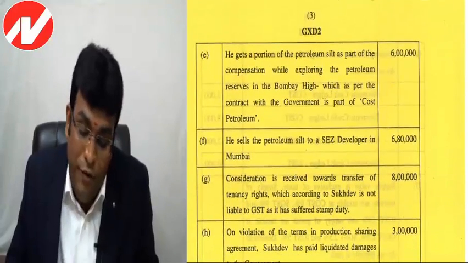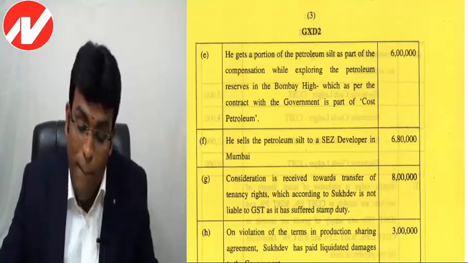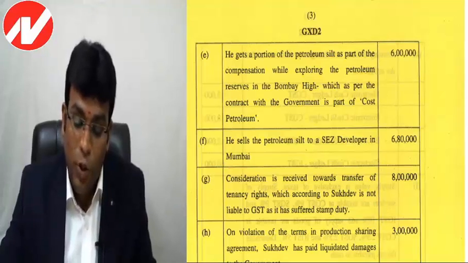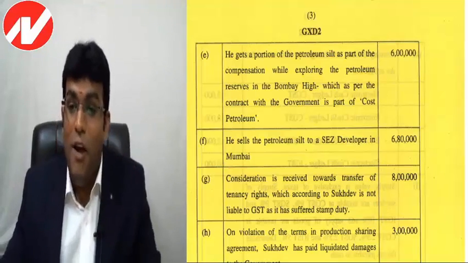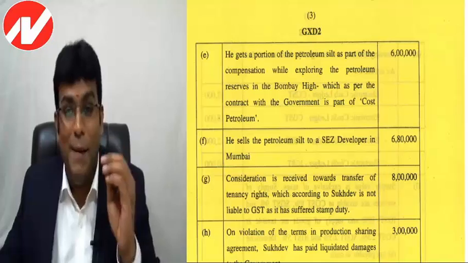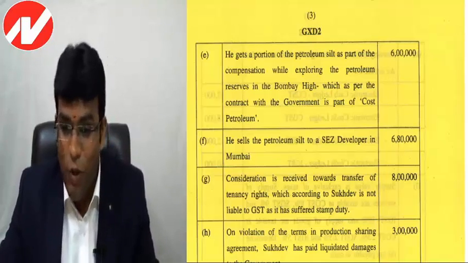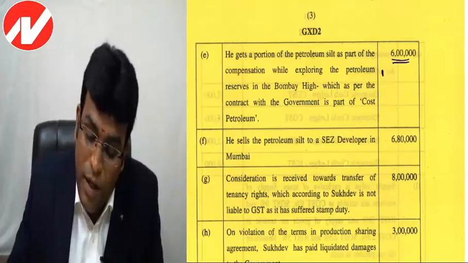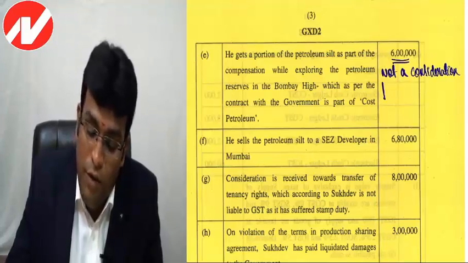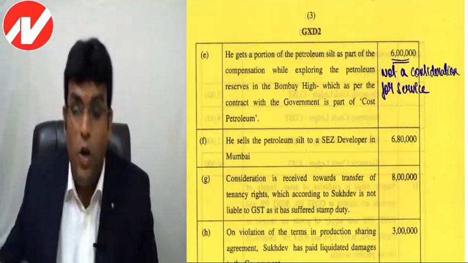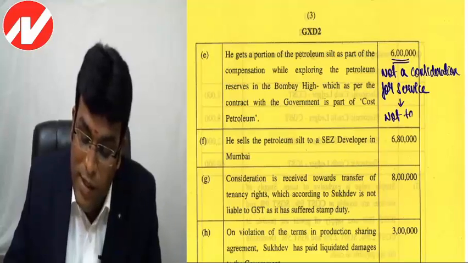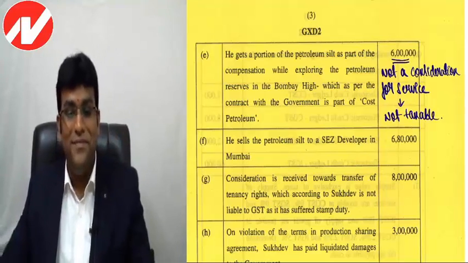He gets a portion of petroleum oil. I repeat one more time, my dear friends, what is that language, sir? He gets a portion of petroleum oil as a part of compensation while exploring the petroleum reserves in Bombay High, which as per the contract with the government is a part of cost petroleum. And I clearly told you, my dear friends, cost petroleum is not a consideration for service. So obviously, what will happen, my dear friends? This is not taxable. Clear, my dear friends?